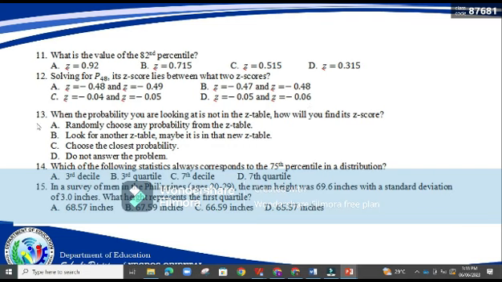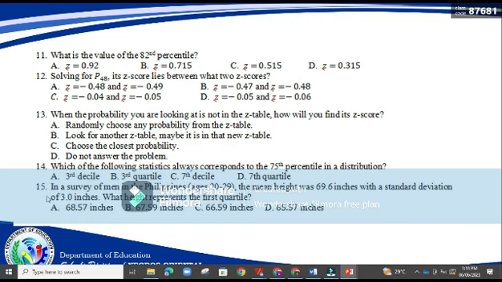Number 13. When the probability you are looking at is not in the z-table, how will you find its z-score? A. Randomly choose any probability from the z-table. B. Look for another z-table, maybe it is in the new z-table. C. Choose the closest probability. D. Do not answer the problem. 14. Which of the following statistics always corresponds to the 75th percentile in a distribution? A. Third decile, B. Third quartile, C. Seventh decile, D. Seventh quartile.